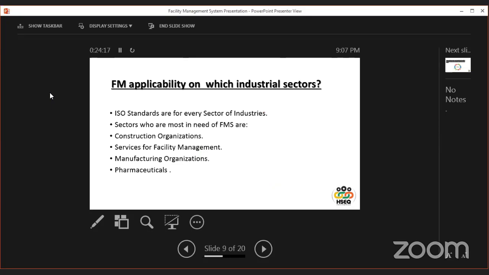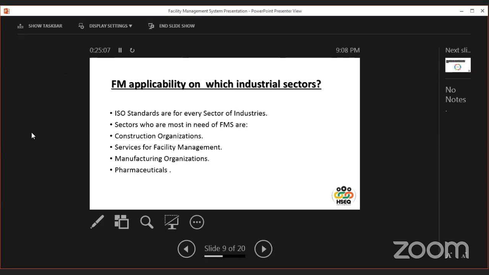Now, when we talk about facility management applicability, on which industrial sectors does this facility management system work? Normally, as I told you, ISO standards are for every sector of the industry. There is no constraint in it. But there are some high-risk sectors who are in more need of this type of management system. For example, the construction organizations. For example, the organizations who are already giving the services of management of the facilities of their customers. Manufacturing organizations, the organizations who are manufacturing any product, who are using big warehouses, big plants, big equipment, big machinery, big buildings. So this standard is very applicable to them as well.